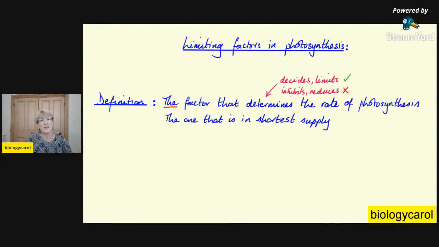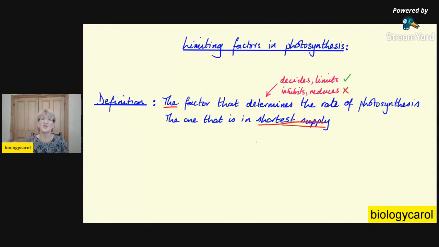What you shouldn't use in an exam is the word inhibits or reduces. Because of course, if the amount of limiting factor is increasing, then the rate of photosynthesis is going to increase as well. So clearly these words aren't appropriate to use, but sometimes people use them thinking that they mean the same as limits, but they don't. So just be careful about that. And here's the key thing about the limiting factor. It is the one that is in shortest supply at that moment in time.